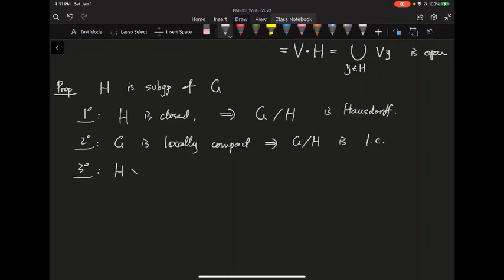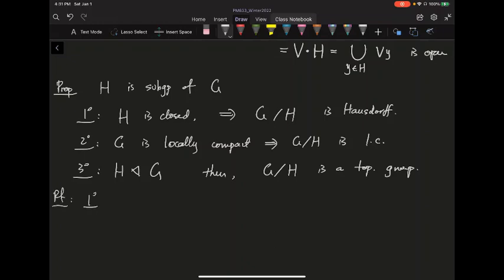But if H is normal, so use this notation, a normal subgroup of G, then you can conclude that your quotient space, you know it's a group, is actually a topological group. Okay, so it's a topological group. Okay. So here is the proof.